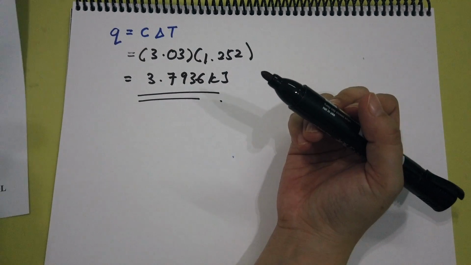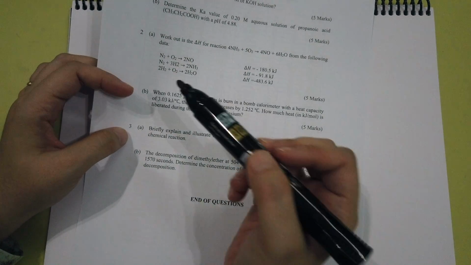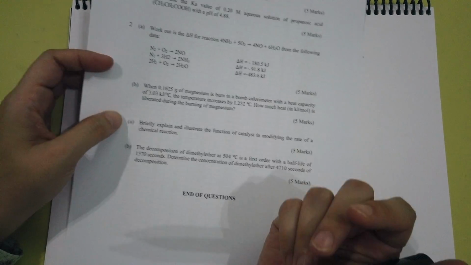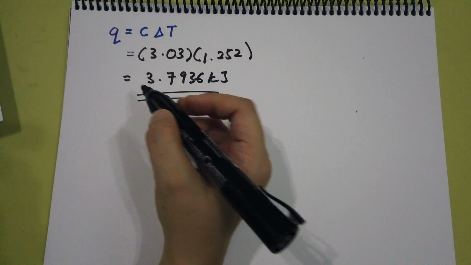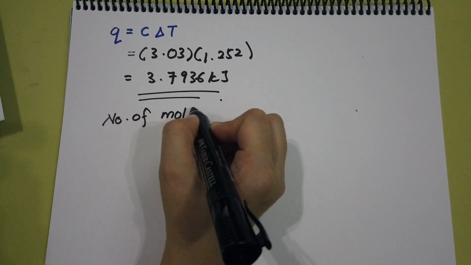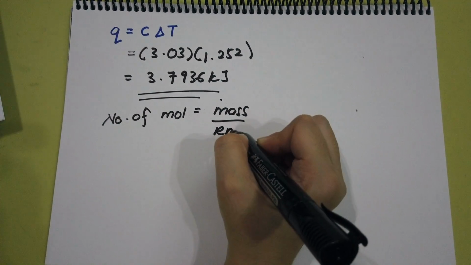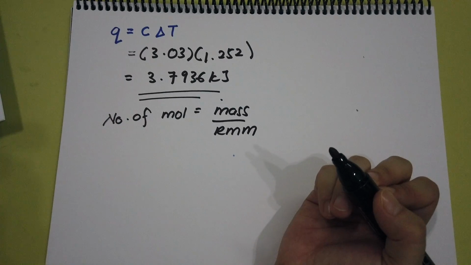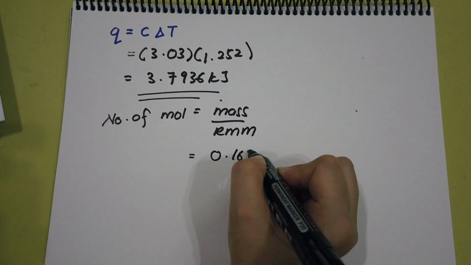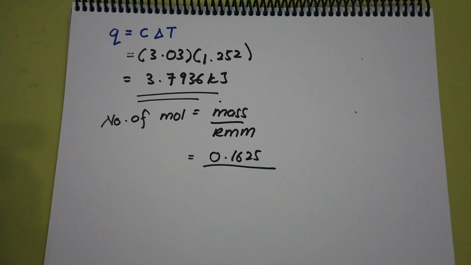So this is your Q, but this Q is actually for the mass, which is 0.1625 gram. So we should know this much magnesium is how many mole? You need to calculate the number of moles. Number of mole is equivalent to mass over RMM. From the question the mass is 0.1625, and then the RMM for magnesium.